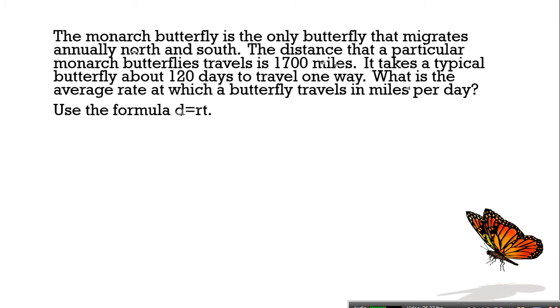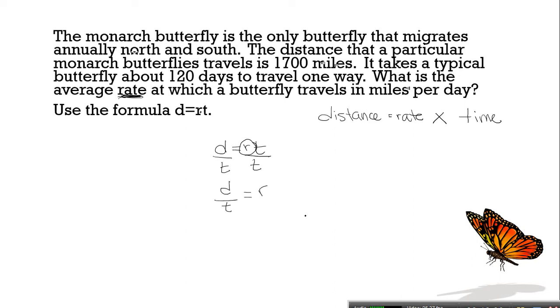So we're going to use the formula distance equals rate times time. Now, they want to know the rate. Right here, they say, what's the average rate? So I'm first going to solve for rate, or my r. So I said that this is time, so I'm going to divide by t so I can get my r alone. So remember, that's what we're looking for. And we're going to get distance over time equals rate.